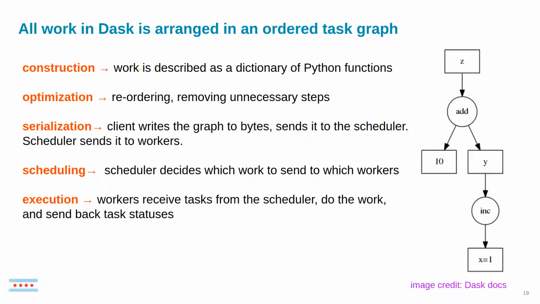So now after construction and optimization, you just have this special Dask dictionary that the scheduler and the workers will understand. That dictionary that includes your custom Python code, your functions, has to be written to bytes, like pickled or cloudpickled, and sent to all of the places where the scheduler and the workers are. So that's done in serialization.